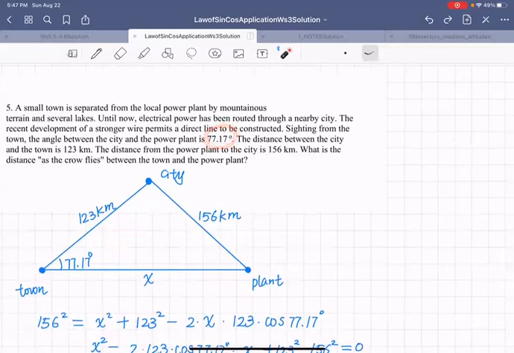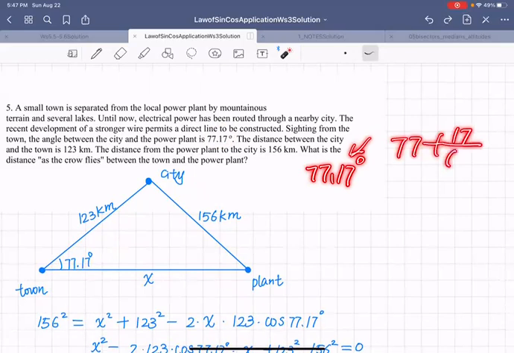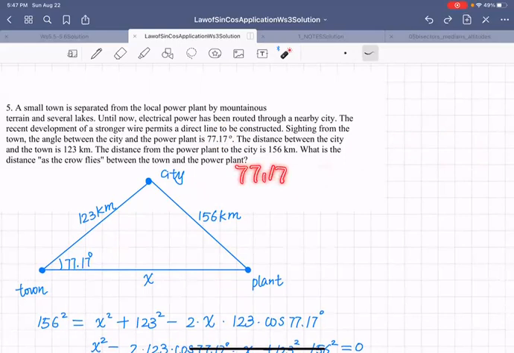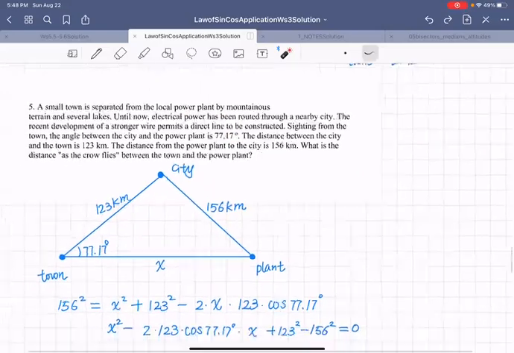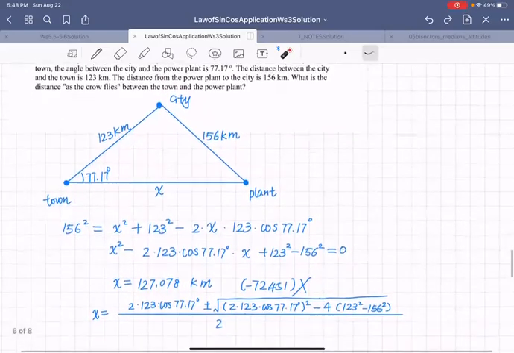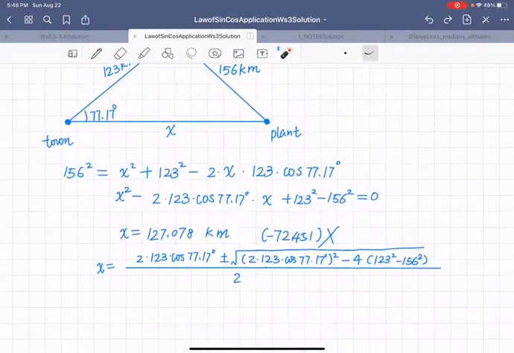Look here, 7.17. You just type in this directly. You don't need to do 7 plus 17 over 60, because this is 7.17. If they write down 7 degrees 17 prime, then you do 7 plus 17 over 60. Okay, this guy you just treat as it is. Everybody remember the quadratic formula?